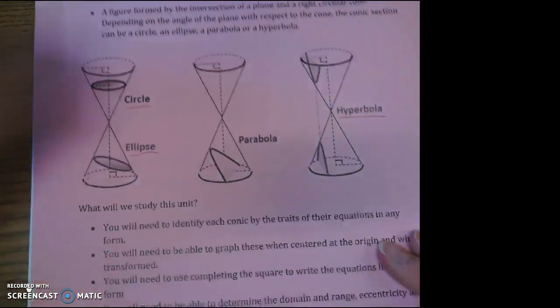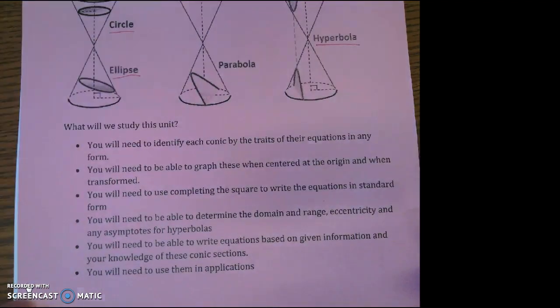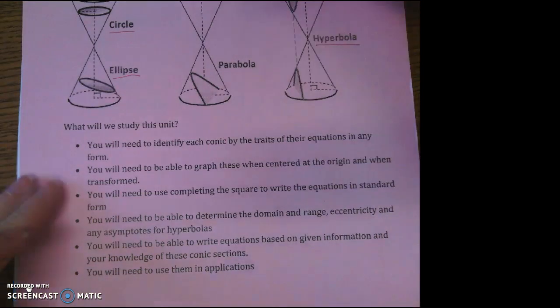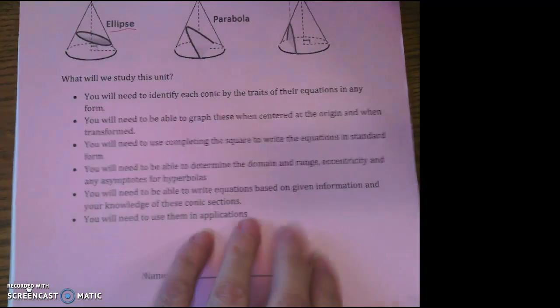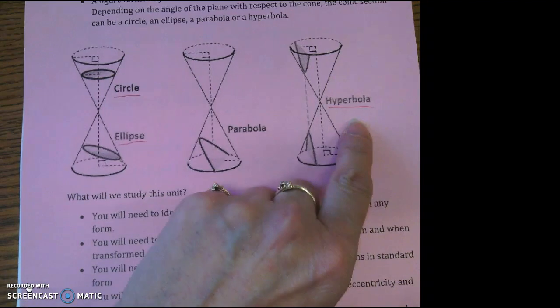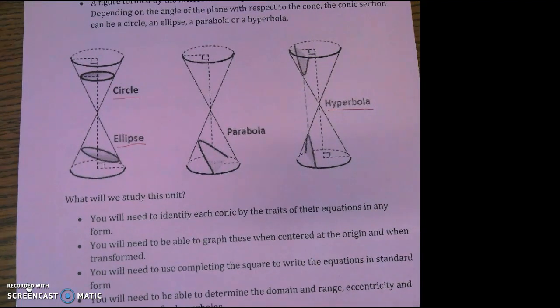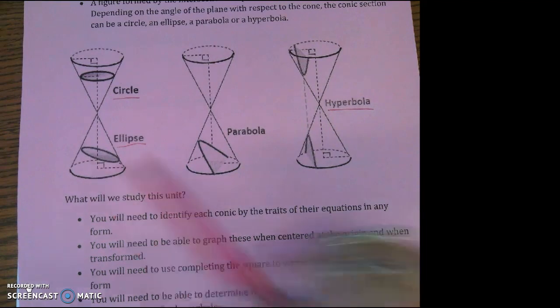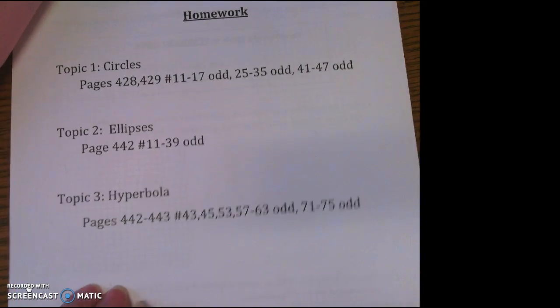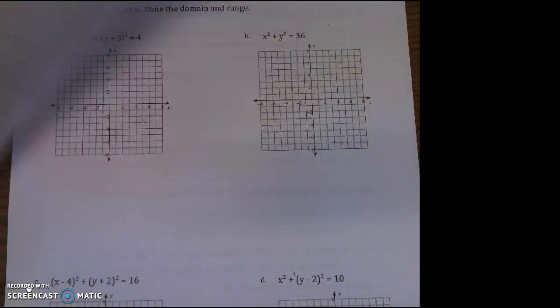So here's all the items that you're going to be expected to be able to do in this unit. I'm not going to read through these, but make sure you put your name on your packet. This is going to be a fast unit. It's 3 days of notes, 1 day on circles, 1 day on ellipses, and the third day on hyperbolas. And then we're going to have a review day where you're determining which shape it is. All right, so here are some homework problems to do out of the book. That would be a good place to go for additional practice.